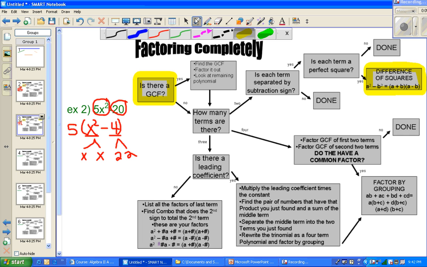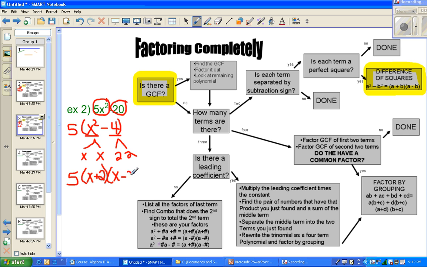And so this GCF that we pulled out becomes the 5. These sets of perfect squares here become the factors. The first time we're going to add them, so we have x plus 2. And the second time we're going to subtract them, and that's where we're going to get x minus 2. Now, none of these individual factors that are put in parentheses can be factored further, so you are now officially finished with that particular problem.